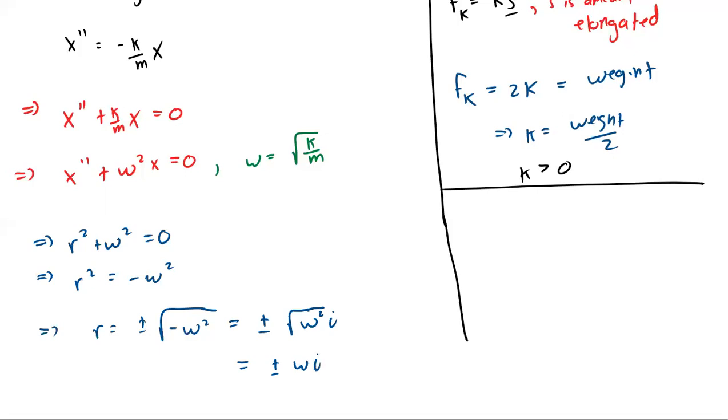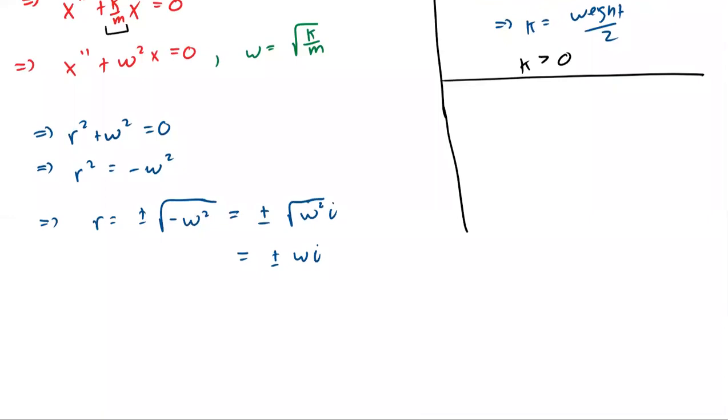And you don't have to write this in terms of w. Again, I'm going to be doing it because that's how they do it in the book. But instead of writing w squared, you could have written k over m here. And your characteristic polynomial would be r squared plus k over m equals 0, and then you set it equal to 0.